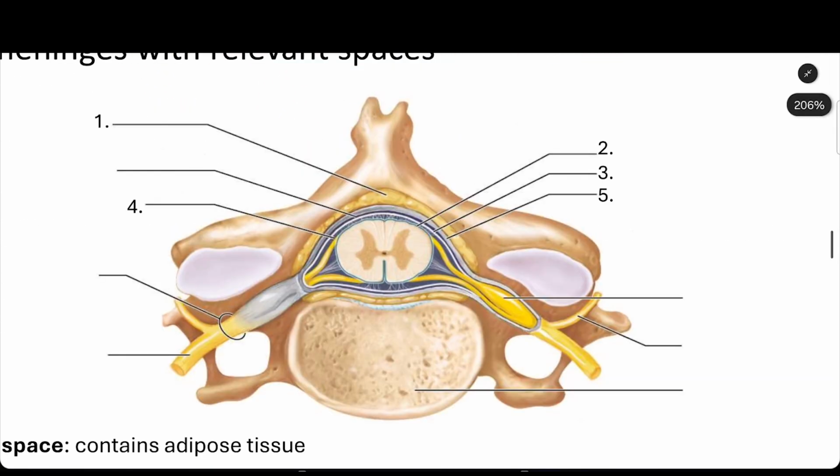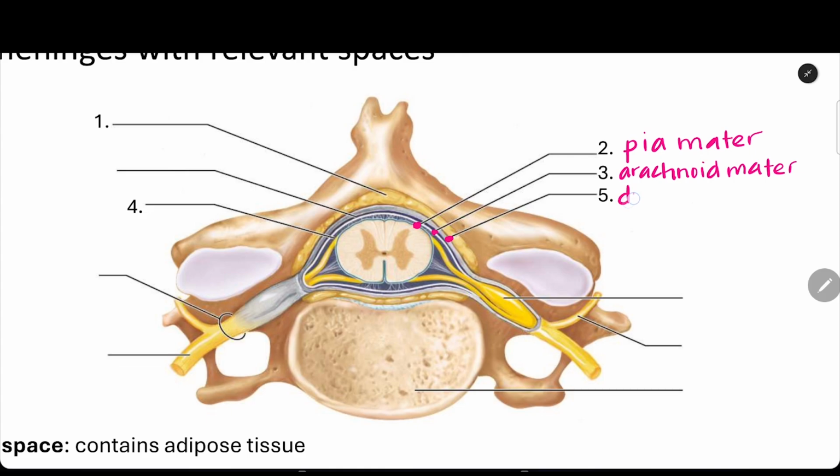So this is a drawing of a model that we have in class. And so we want to be able to label our meninges on here and then label the relevant spaces. So if we go to our innermost layer, right, innermost layer is pia mater. Then our middle layer, this white one here, is going to be arachnoid mater. And then our outermost layer, the tough mother, is going to be the dura mater.